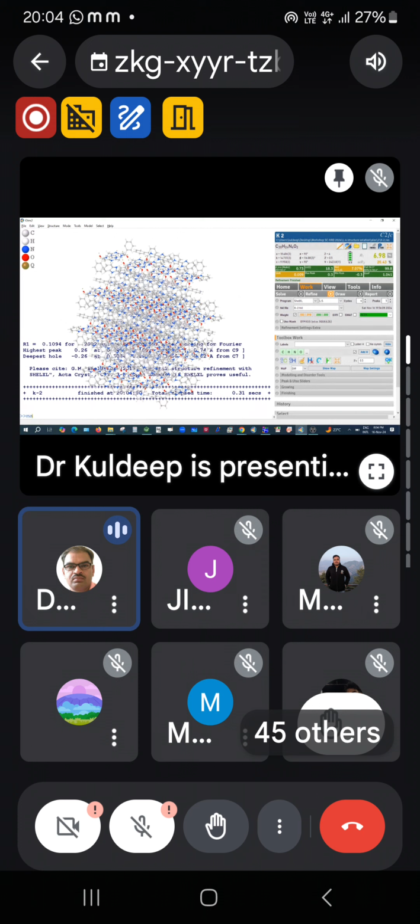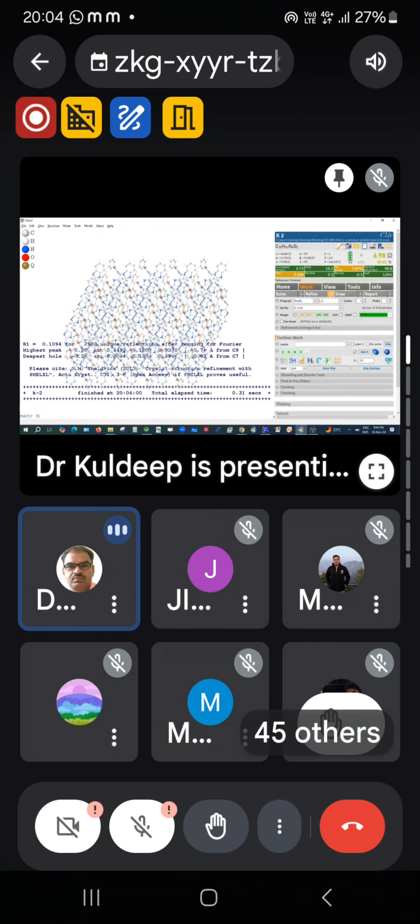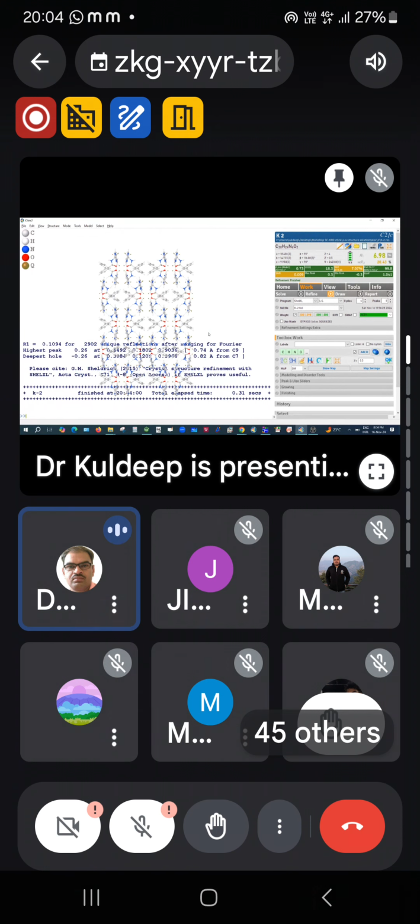Then how to see along the different directions. When you want to see along the A axis, type matrix A. It will look like this. Matrix B, along the B axis, it will look like this. Along the C axis, it will look like this. This diagram is generally used when you show the packing, how the molecules are packing with each other through hydrogen bonding or through pi stackings.